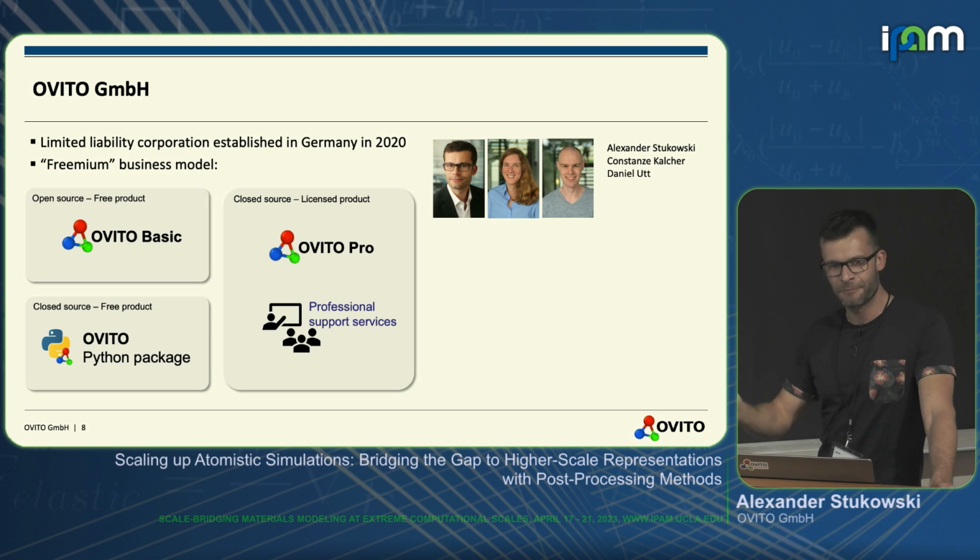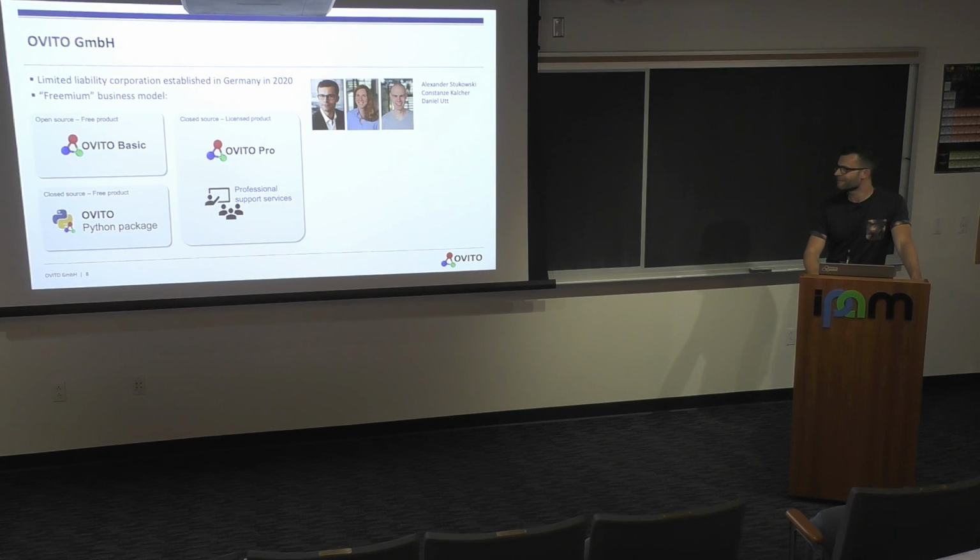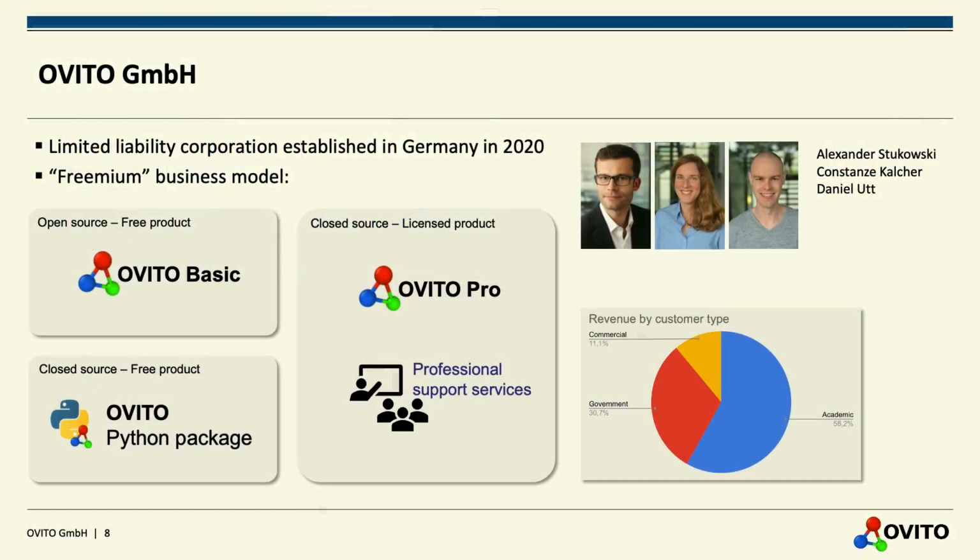Sorry, I'm going a little bit off topic here, but I thought this might be of interest to some of you at least. We are focused on academic users. So you see here the blue fraction and the red fraction. These are universities and governmental institutions like national labs, so they fund our work mostly.